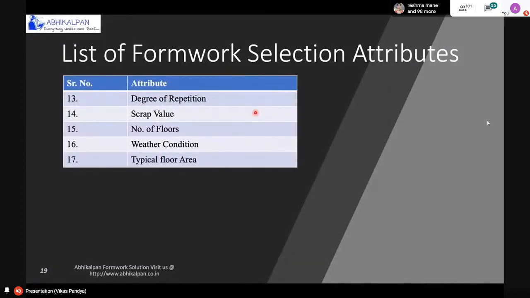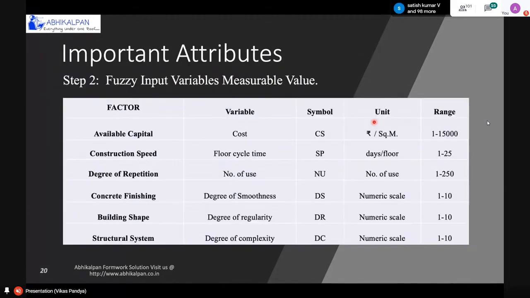For the next process of selecting a formwork system, we will not consider all these 17. After the identification of these attributes, we conducted a questionnaire survey of formwork experts and asked for the most important out of these 17 attributes. We got these results from our formwork experts, and according to them, available capital is the most important factor to select any formwork system. It is followed by construction speed, then degree of repetition, then concrete finishing, then building shape, and then structural system.